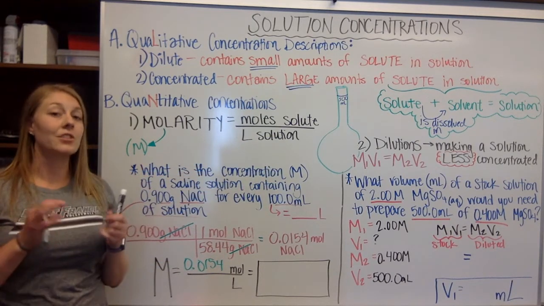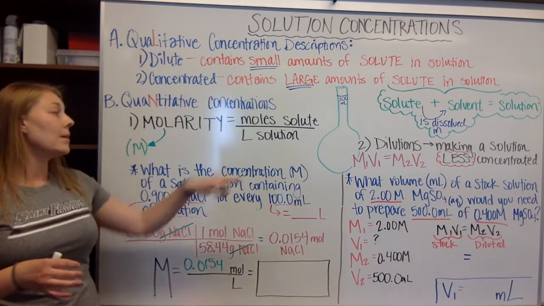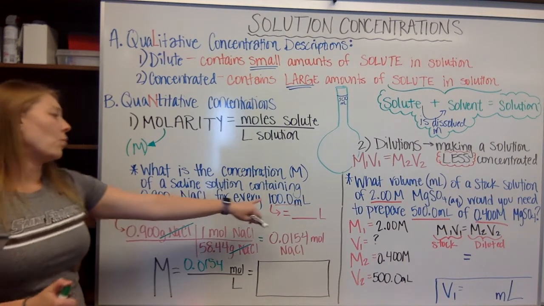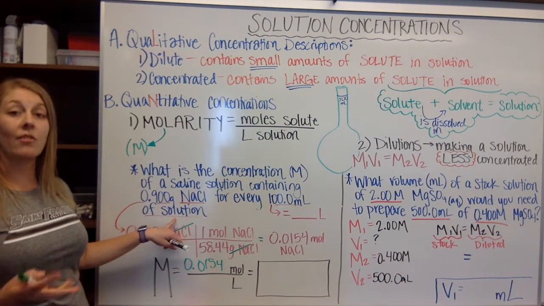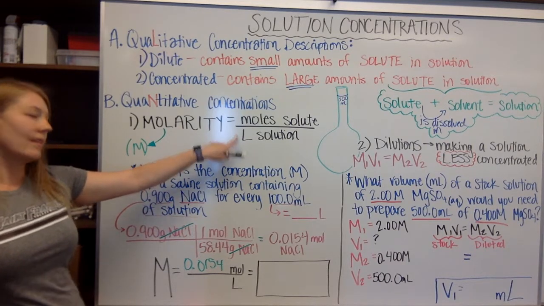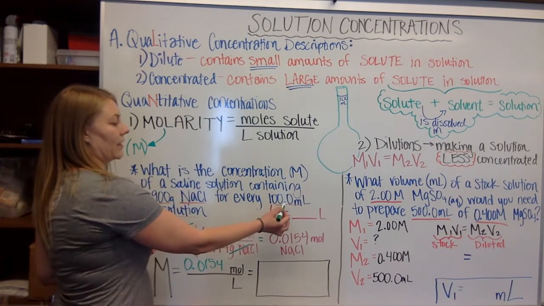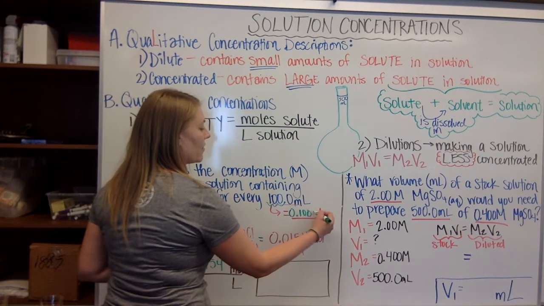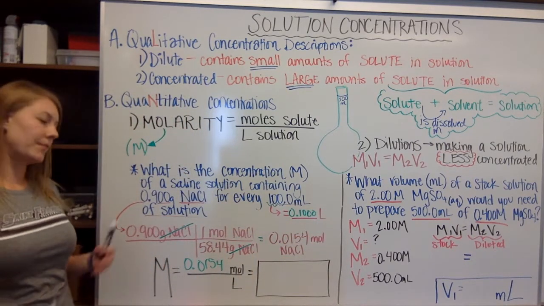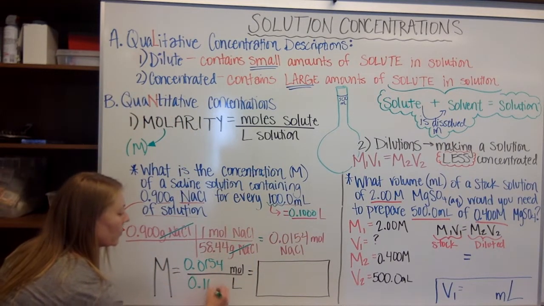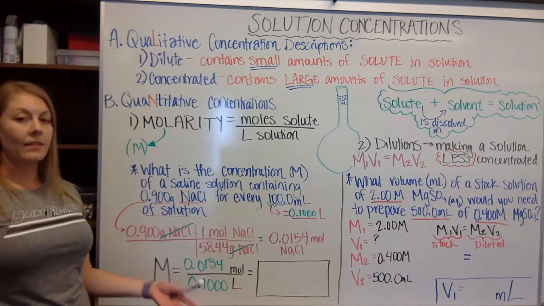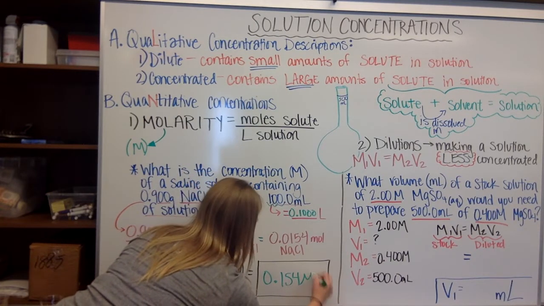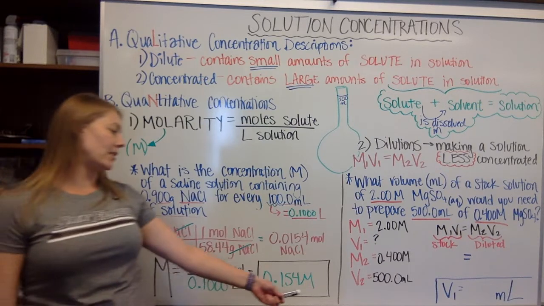So the whole solution, not just the solvent, but the whole solution, the solute and the solvent together. And it says that we have 100 milliliters of solution. So we have a volume, but we need it in liters. Fortunately, to get from milliliters to liters, we're just moving the decimal 3 places left, and we have 0.1000 liters of solution. We plug that into our equation, and when we divide, this is an easy division problem, we get 0.154 molar. And this is how we indicate the unit, molar.